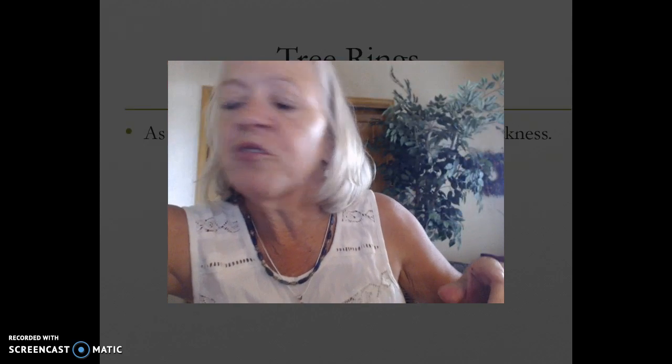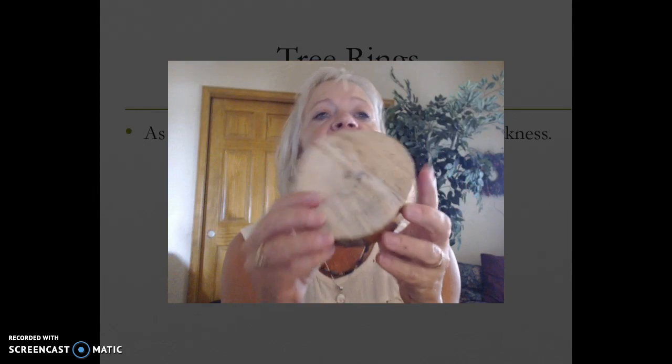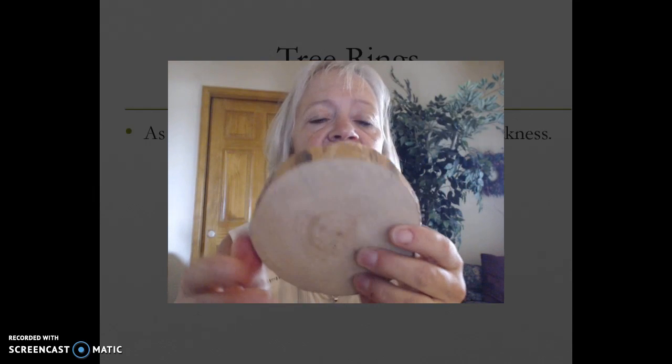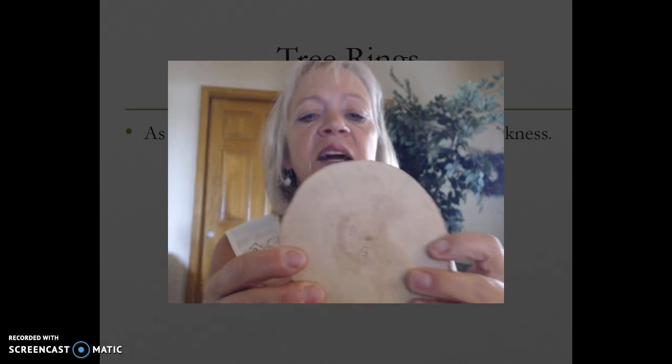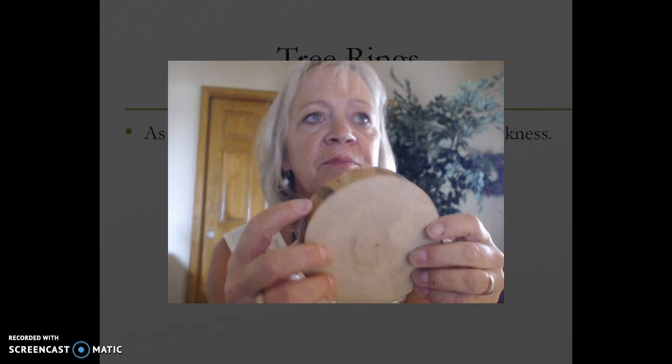And this is what we call a tree cookie. And so you can see the unsanded side and then the sanded side. And this again is the cambium.